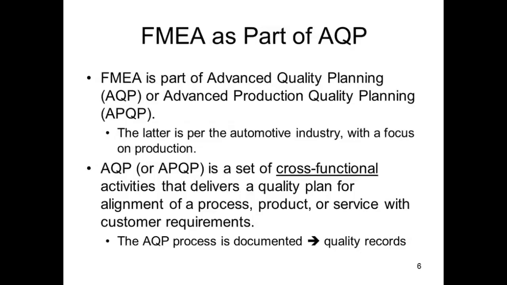FMEA is part of AQP. It's part of advanced quality planning, and AQP is a set of cross-functional activities, and I stress cross-functional, that delivers a quality plan for alignment of a process, product, or service with customer requirements, and it's documented as a quality record. The handout has some additional information in the notes pages.